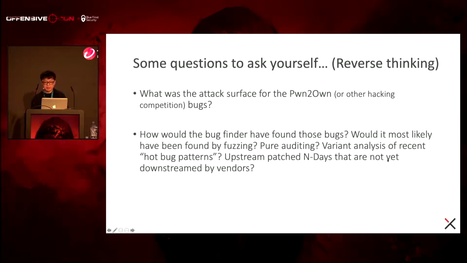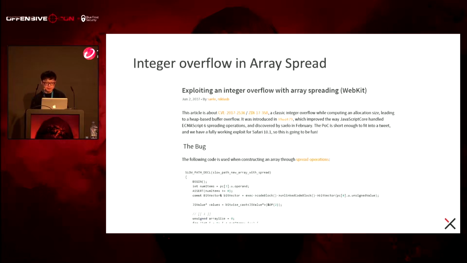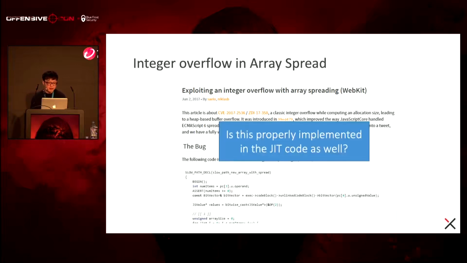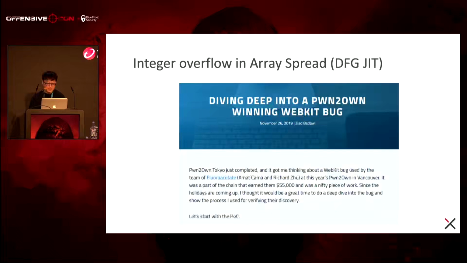And here's an example of a Pwn2Own bug. I think many people already read this excellent blog post from phoenhex. It explains an integer overflow that occurs in the array spread operation, which was used to compromise the Safari renderer in Pwn2Own 2017. And right after reading this blog post, if you ask yourself, what about the JIT code? Is it properly implemented in the JIT code? Then maybe some people would have found this bug that was used for the 2019 version of Pwn2Own.